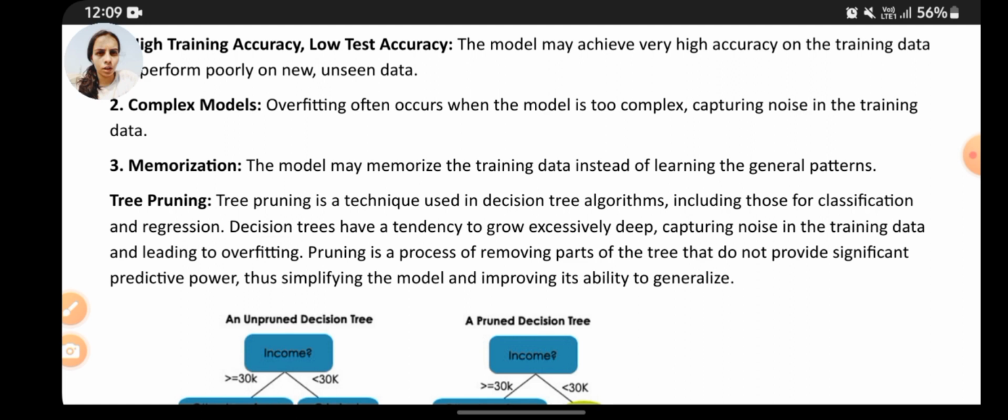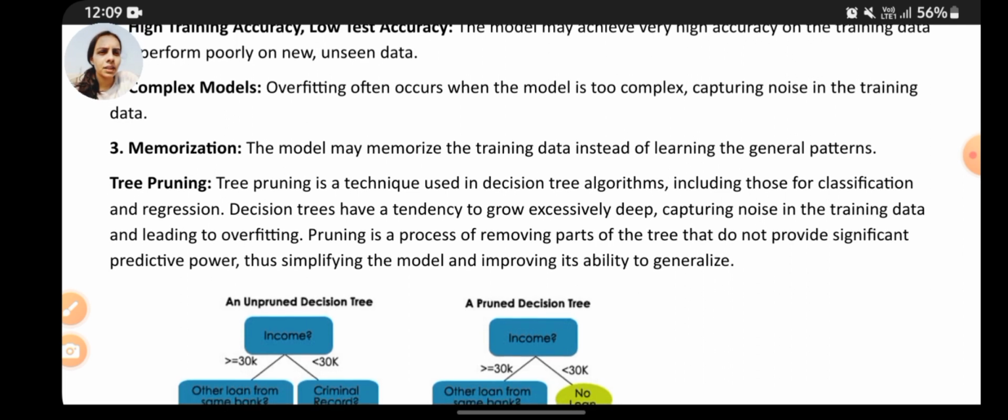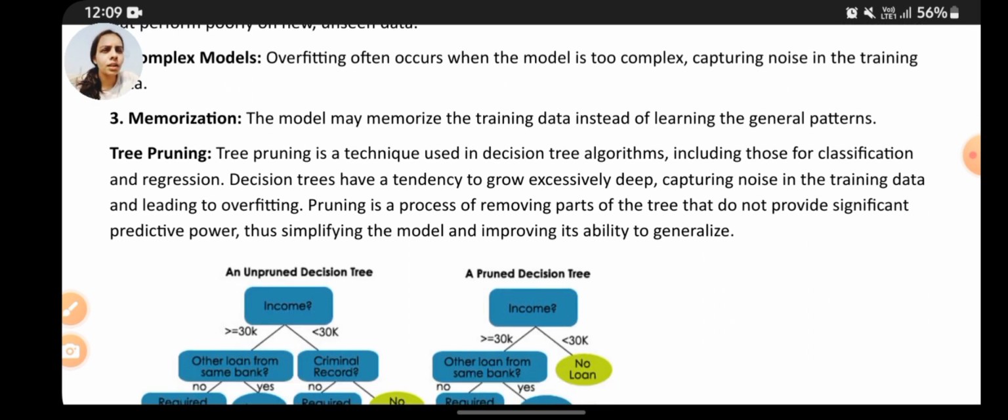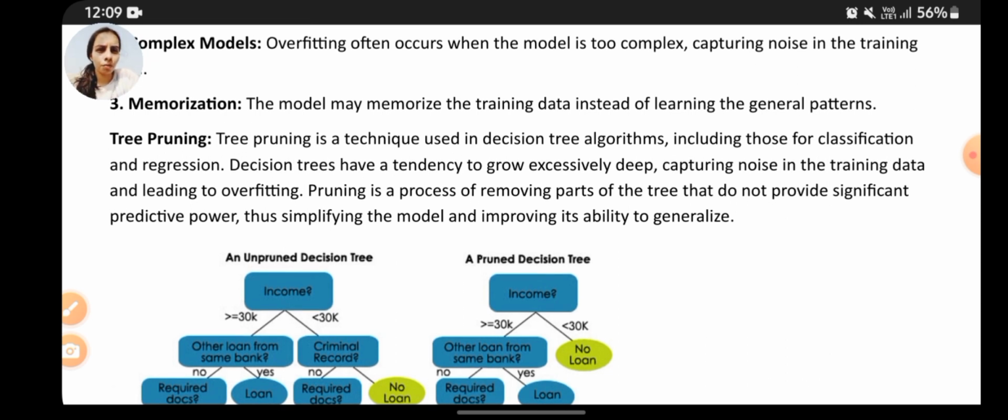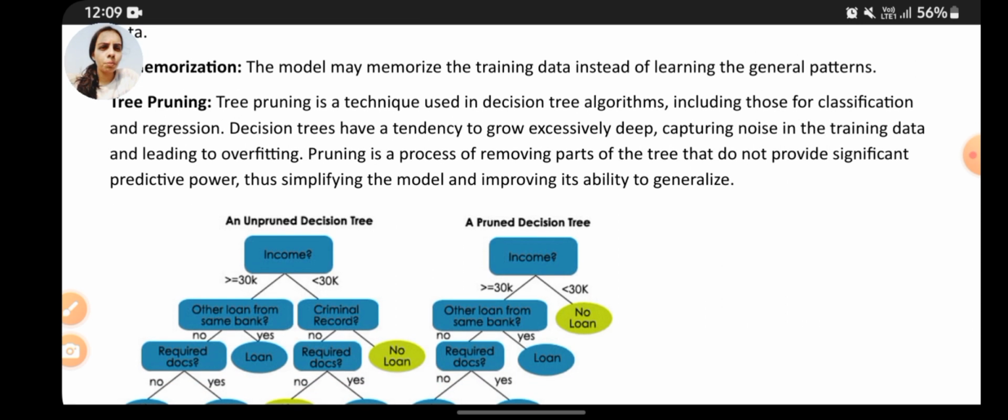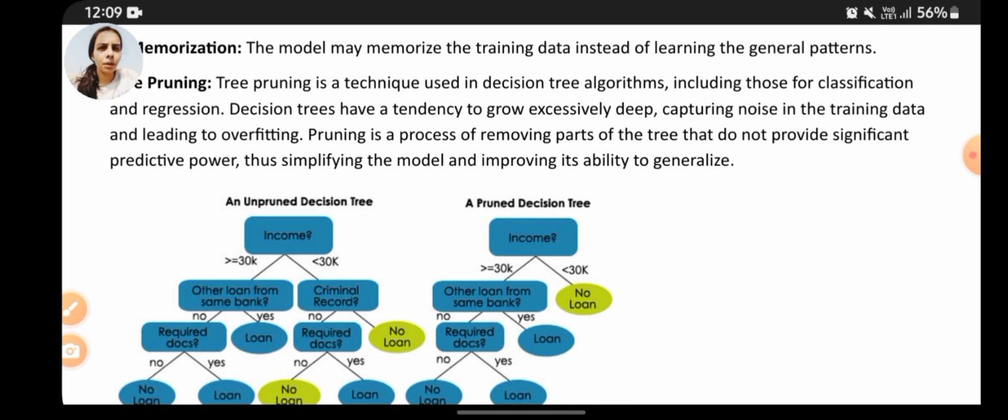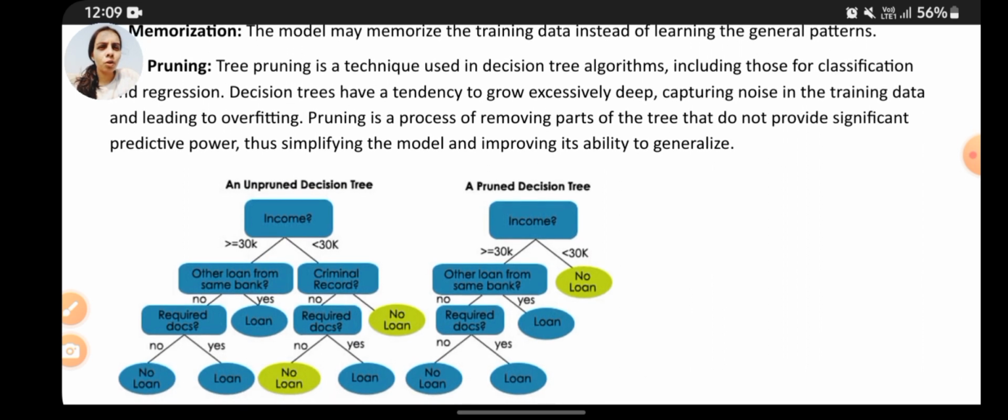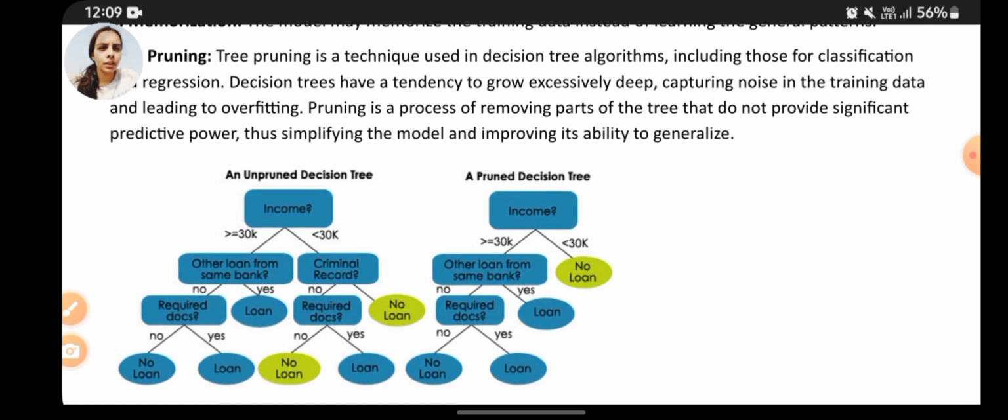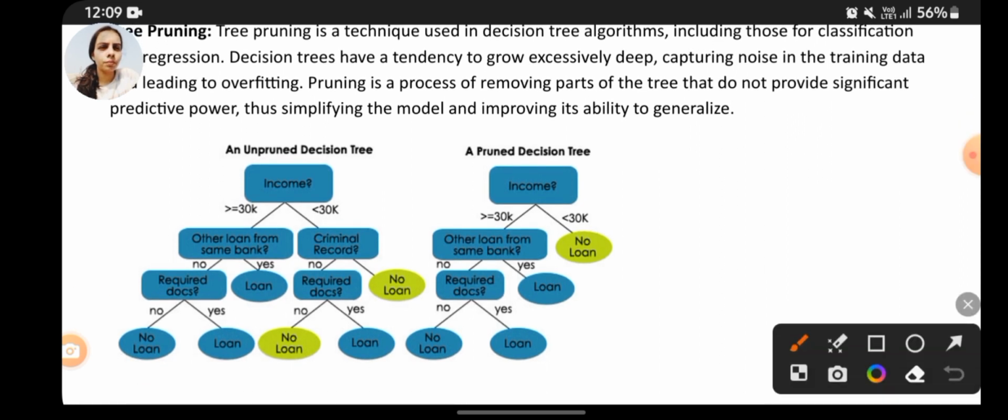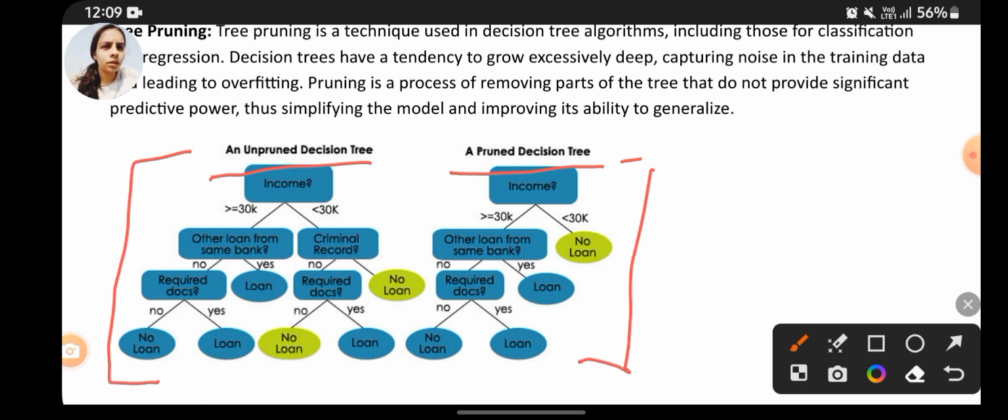Here are some key characteristics that include high training accuracy, low test accuracy, complex models, memorization, and tree pruning. So first is high training accuracy and low test accuracy. In this, the model may achieve very high accuracy on the training data but perform poorly on new data. Second is complex model. Overfitting often occurs when the model is too complex, capturing noise in the training data. Third is memorization. The model may memorize the training data instead of learning the general patterns.